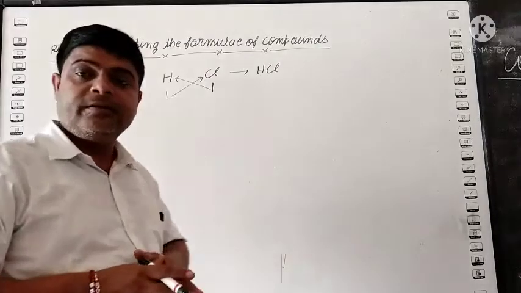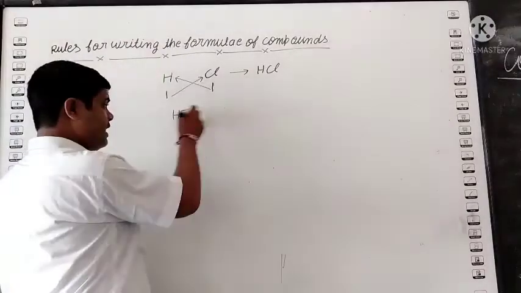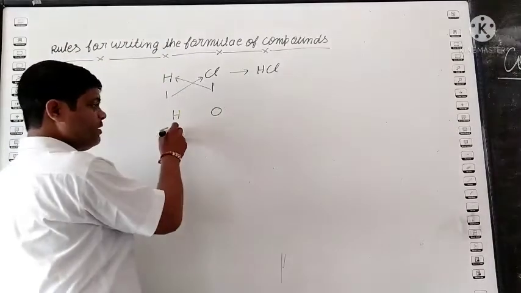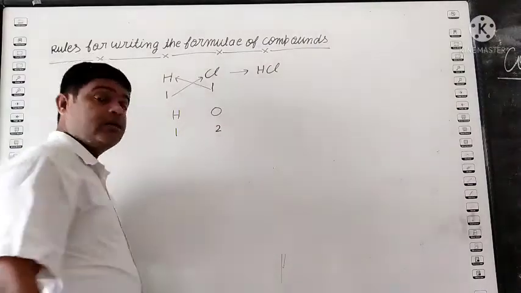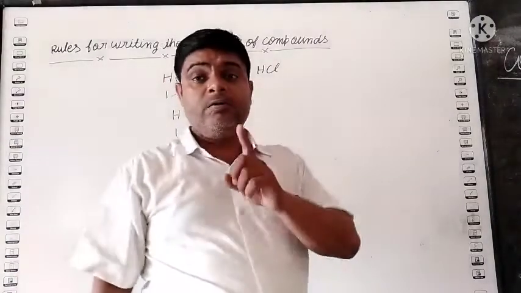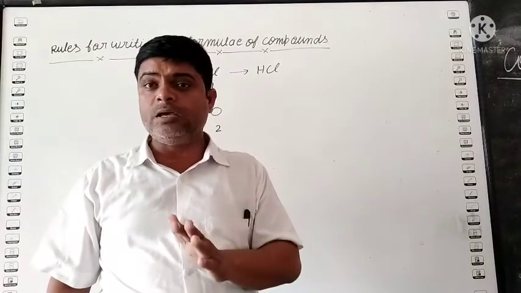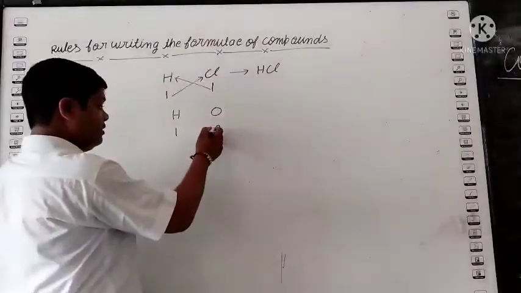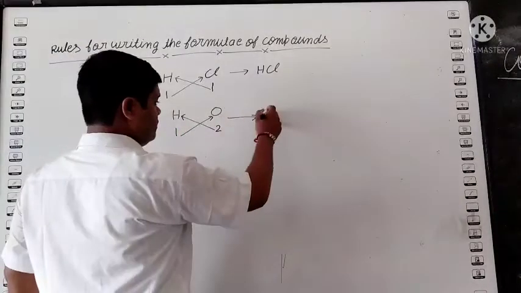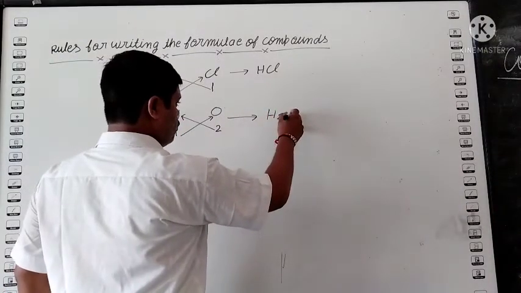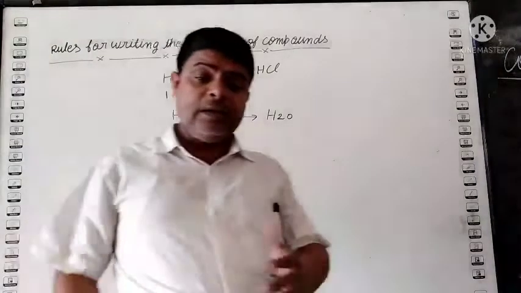Then oxide, meaning water. See, hydrogen and oxygen. What is the charge of hydrogen? 1, and oxygen charge 2. But remember one thing, while writing the formula, don't write the plus or minus sign. Interchange: 2 multiplied with hydrogen and 1 multiplied with oxygen. The formula is H2O. Clear?